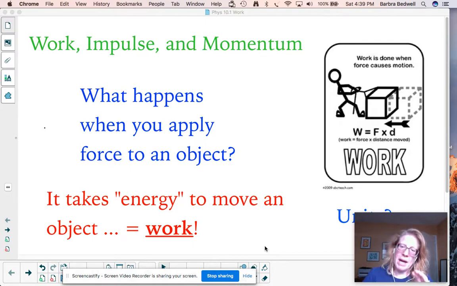But we need to back up a little bit before we start talking about what energy is. Something else that we need is this concept of work, which is the technical name for this. Work is when you apply force to an object and you move it through a distance. The particular concept of that is called work. So the equation for work is actually really simple. It's work equals force times distance.